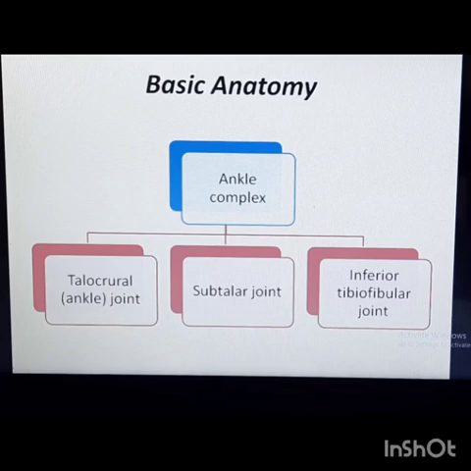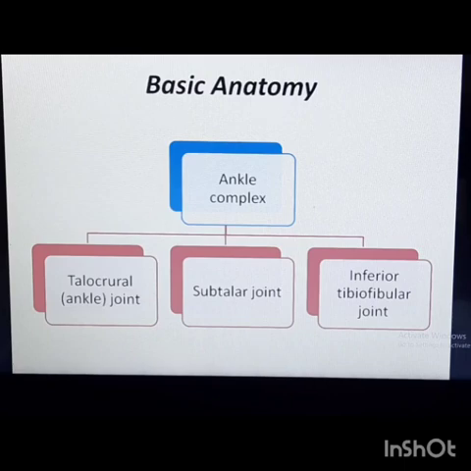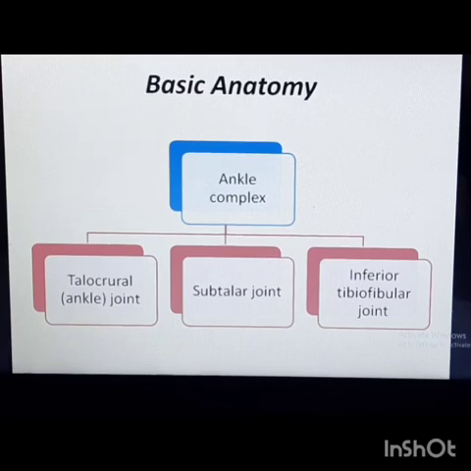I'm going to talk about basic anatomy. I'm not going to go into detail. I'm going to reveal the basic and important structures which we are going to be discussing regarding ankle injury. First of all, the ankle complex is formed of three parts: the talocrural joint, that is the true ankle joint; the subtalar joint, formed between the talus and the calcaneum; and the inferior tibiofibular joint. The inferior tibiofibular joint is a syndesmosis type of joint, that is, the two bony structures are connected by a syndesmosis membrane, the interosseous membrane.